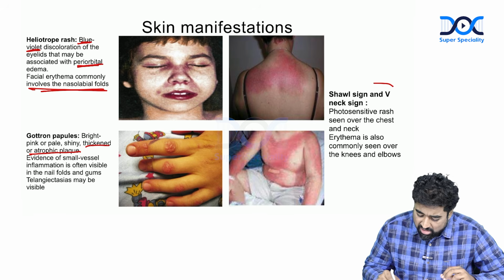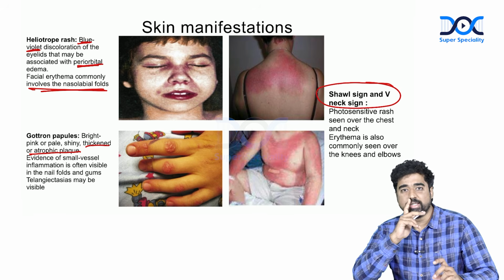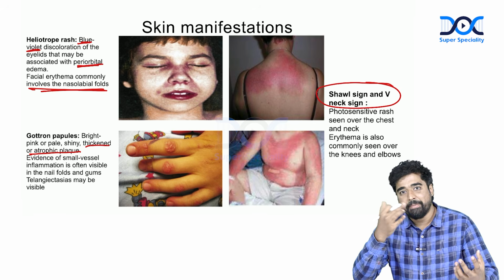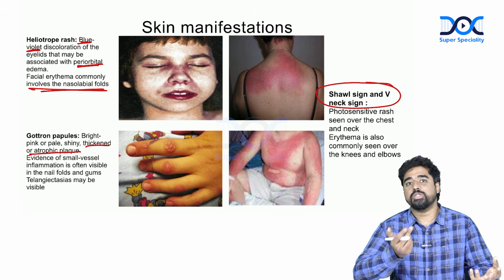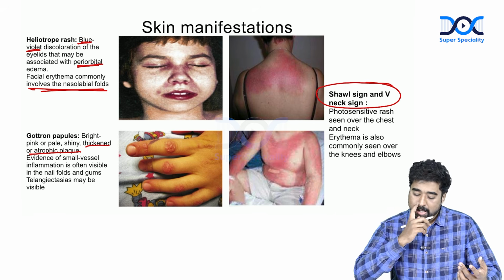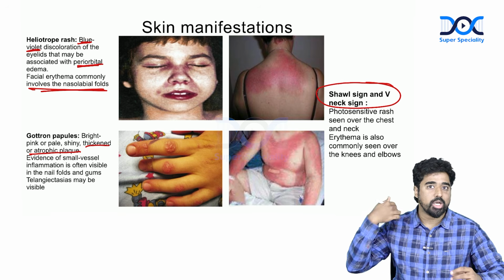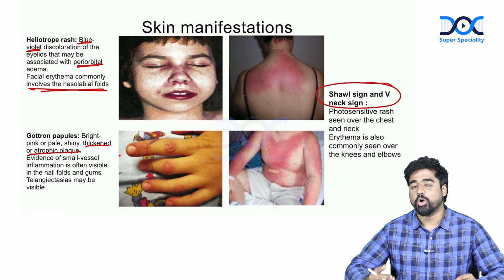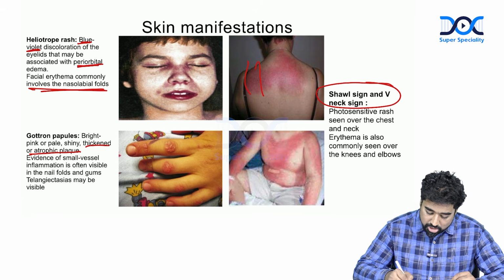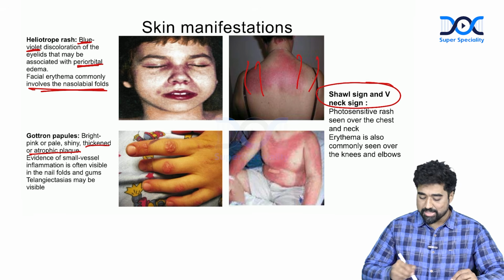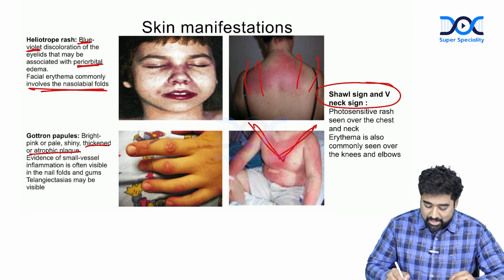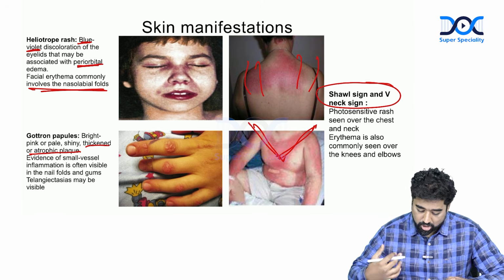Shawl sign, V sign, not very common in your pediatric age group as a description, because again, the body surface area is not so much to form a V, right? But yeah, these are two signs that are important. What is this shawl sign? When you wear a shawl, it kind of spills over onto your back, right? So that is the shawl area. So this is the shawl sign, while this is the V sign. V sign is this V that is there, the collar area, right?